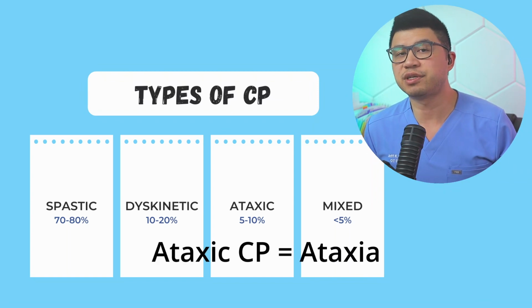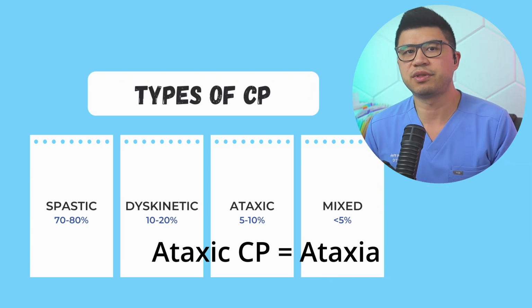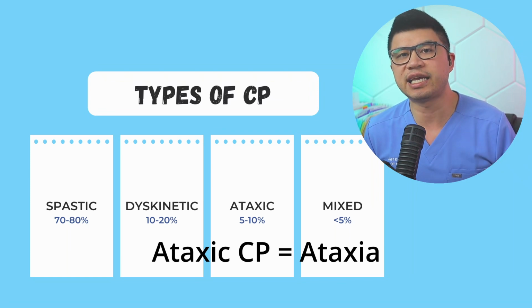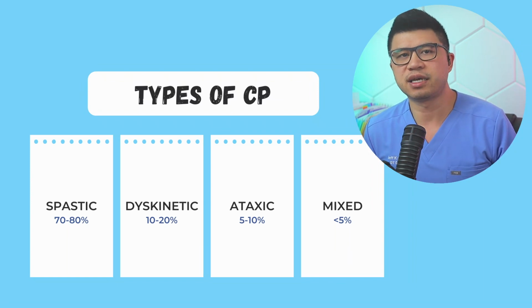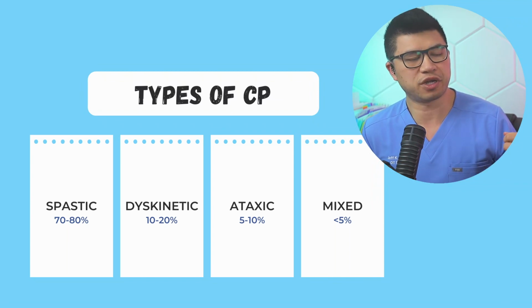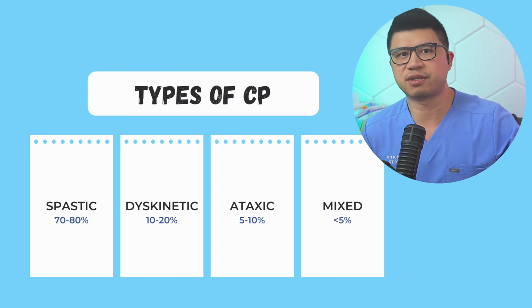Ataxic CP results in problems with balance and coordination, such as with walking. Ataxia, the term, is characterized by a wide, staggering, unsteady gait that causes someone to walk very quickly to maintain their balance. It can also affect fine motor skills, such as writing, as you can imagine, due to sudden quick movements instead of controlled ones, or when reaching for something.